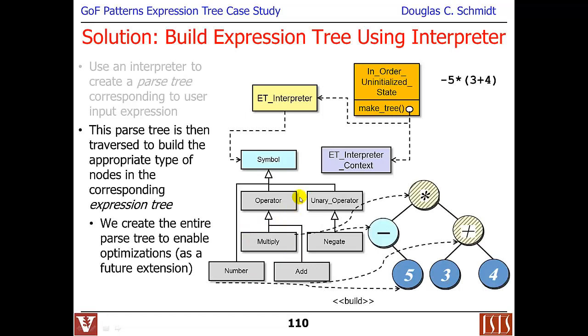And so we're going to actually do this in two phases. We're first going to convert the expression using the interpreter into a parse tree. And then we're going to take the parse tree and turn it into an expression tree. Now, a good question to ask is, why do we go to the trouble of making this intermediate thing called a parse tree? What's the reason for that? What's the benefit of that?